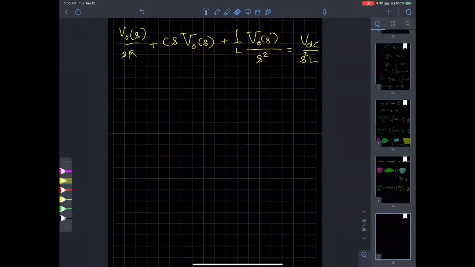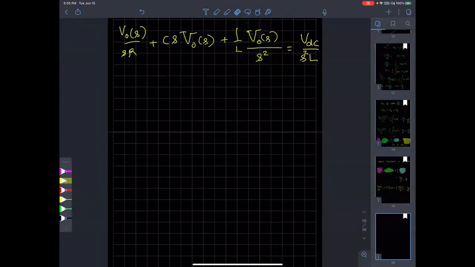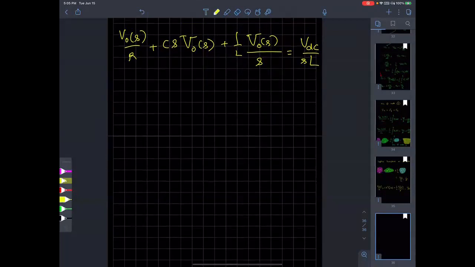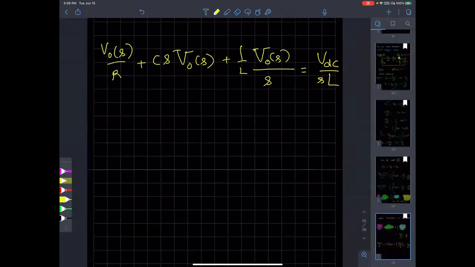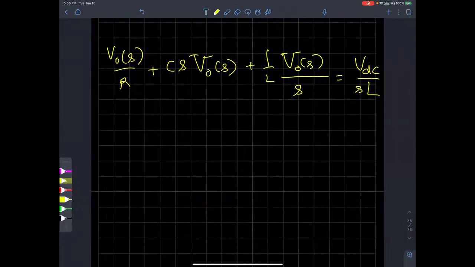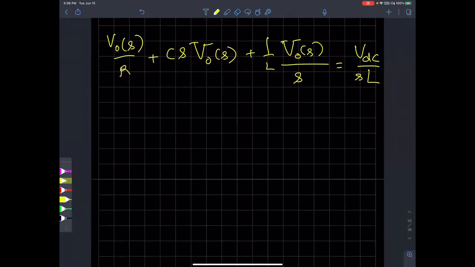VDC over S is the right thing, so we'll not worry about this SL. Now it's a matter of, forget that you have been through the pain of derivative integrals and multiplying and all of this. All you want to do is to treat this like the polynomial in S that it is.